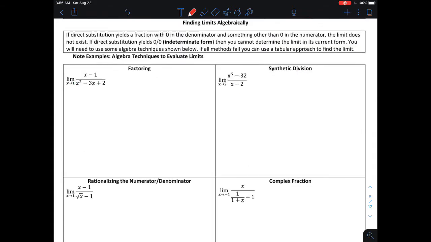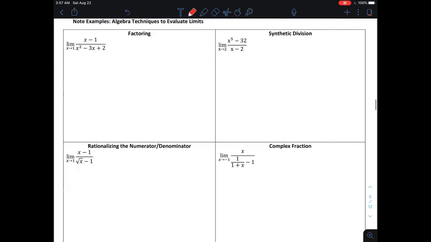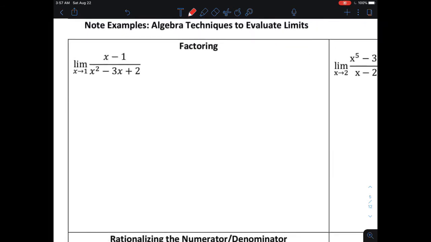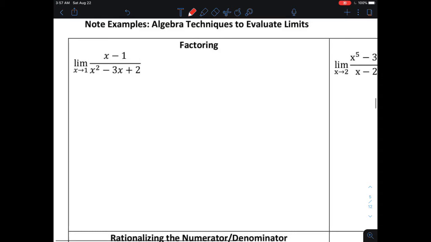All right, now we're going to look at using some algebraic techniques to evaluate limits. And the more of these that you do, you'll start to see a pattern in how and when to use some of these techniques. Now, regardless of the kind of technique that's going to be required, I still always start by doing direct substitution. And so I look at this first problem here, and I'm looking at the limit as x approaches 1 for this function, and I'm going to go put 1 in.